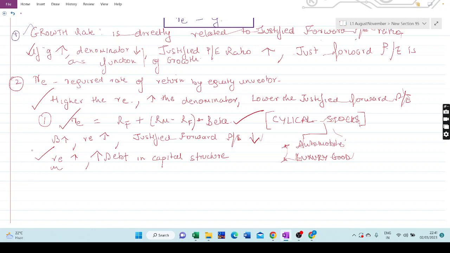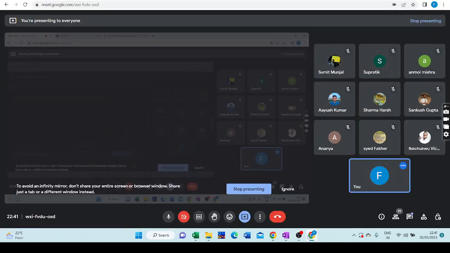Guys, are we good with this point? Are we good? Any doubts here? Anyone having any doubt? This is very important, guys. All this is very important. Chalo bolo. Good? Koi doubt? Anyone? Supratik, Anmol, Ayush, Umang, Sankosh, Ananya, Sayyed, Victor. Is anyone having any doubt?